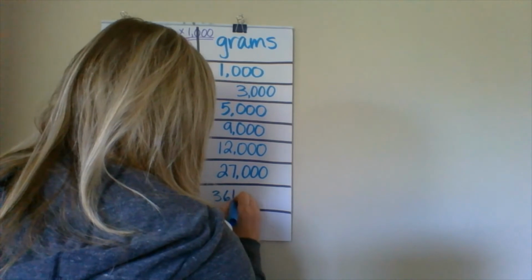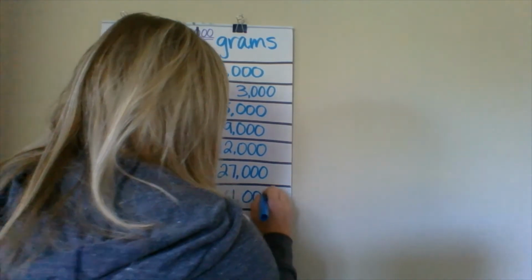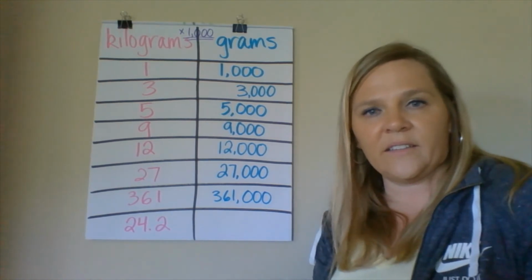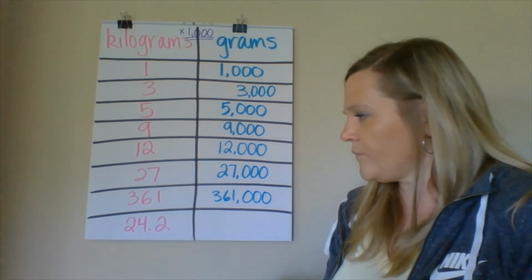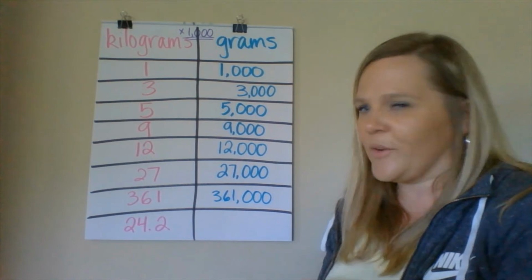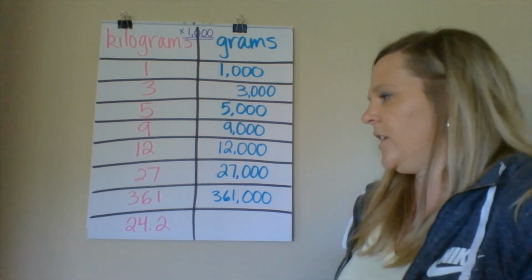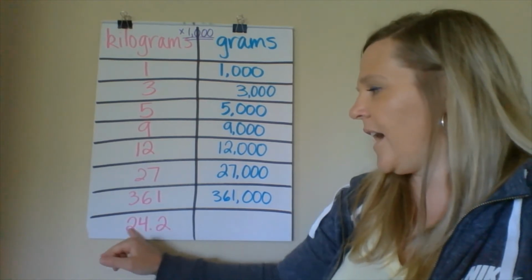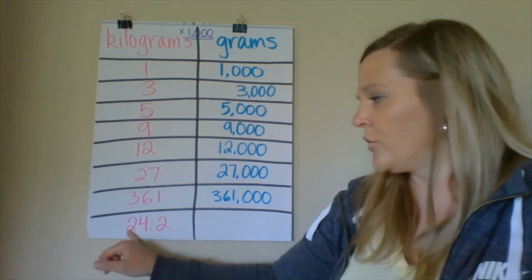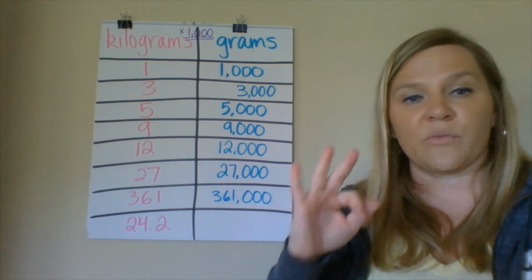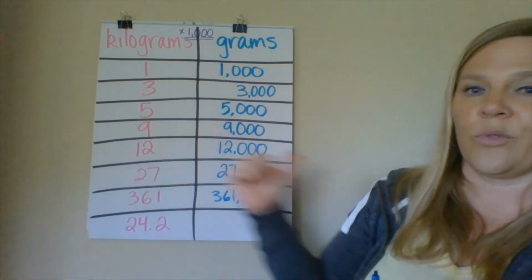So we take 361 and put our 3 zeros behind, and that gives us this big number of 361,000. All right, and just like I've been doing, I threw in 1 decimal problem here to test your skills. So if we are at 24 2/10, or 24.2, and we're multiplying it by 1,000, we are going to move the decimal point 3 places to the right.